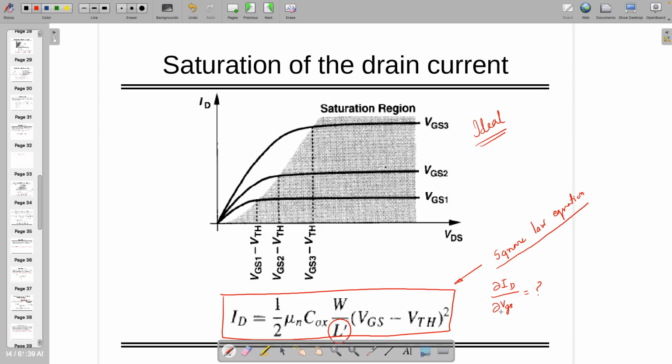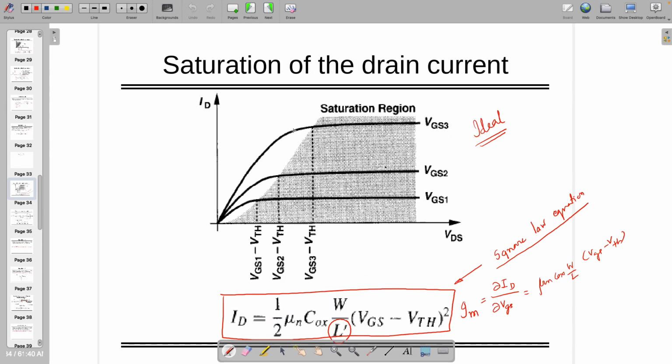If I am doing del ID by del VGS, if you remember when we found the two-port network, del ID by del VGS is defined as gm, the transconductance. So what will be the value of gm with respect to VGS? Mu Cox W by L, VGS minus VT. You can also call it K times VGS minus VT, right? Anyway, keep it somewhere in your mind. Whenever it's required, you can use this equation and take the derivative. But this is not the whole picture.